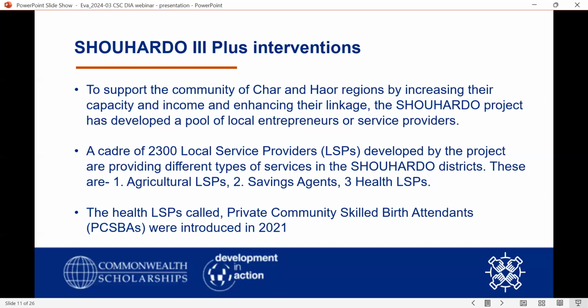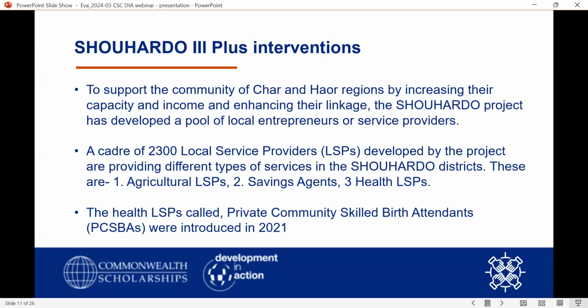Sohardo 3+ is actually a program. It's a 17-year program. In the predecessor project, Sohardo 3, this project developed a cadre of 2,300 local service providers, and they are providing different types of services to the community, like agricultural services, savings ledgers, and health LSP. So we have 3 different types of LSPs who provide 3 different services.